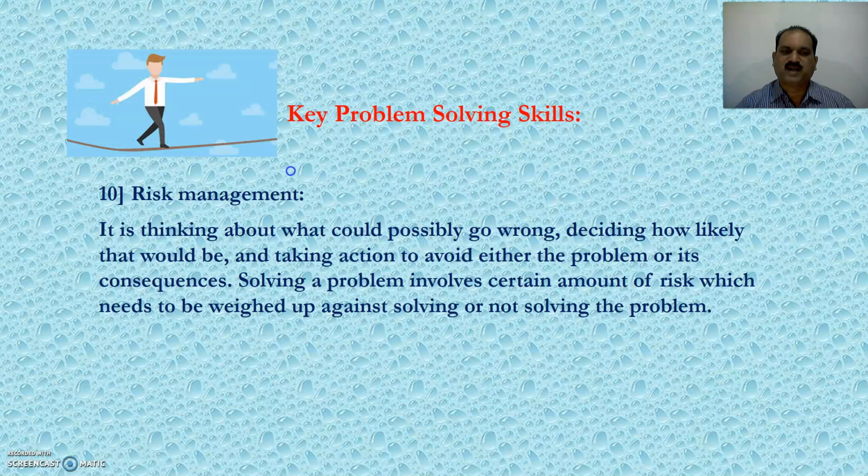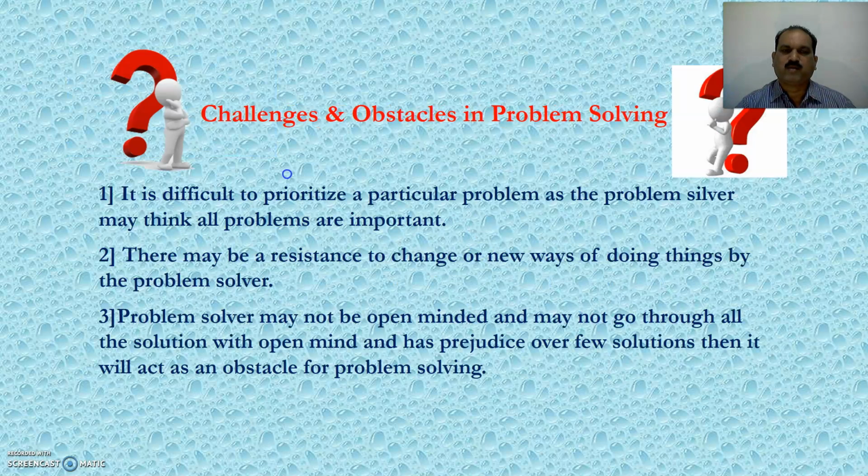And last, risk management. It is thinking about what could possibly go wrong, deciding how likely that would be, and taking action to avoid either the problem or its consequences. Solving a problem involves a certain amount of risk, which needs to be weighed up against solving or not solving the problem. Now let's see what are the challenges and obstacles in problem solving.